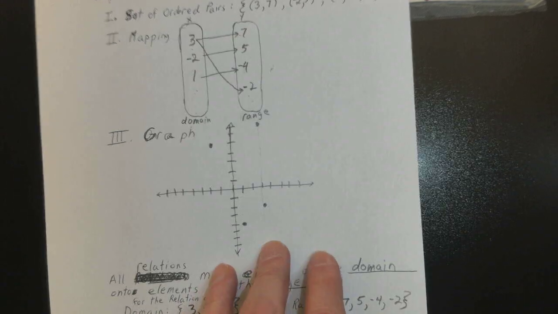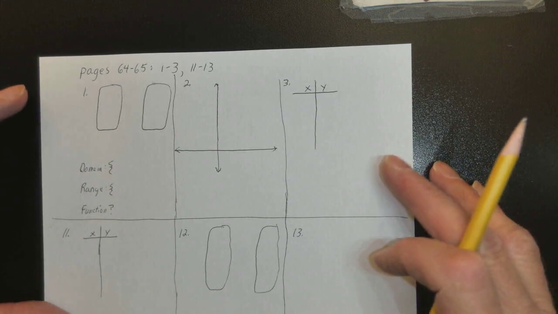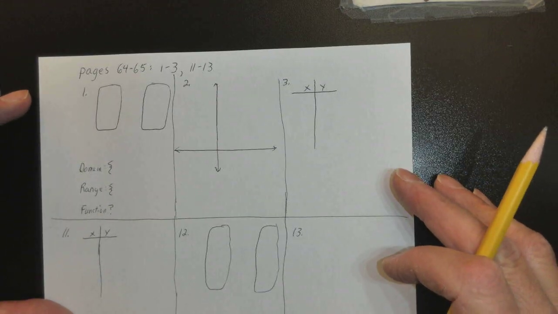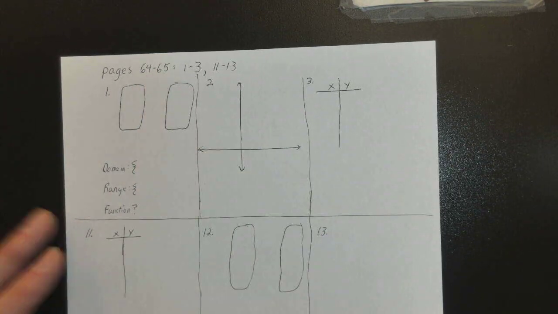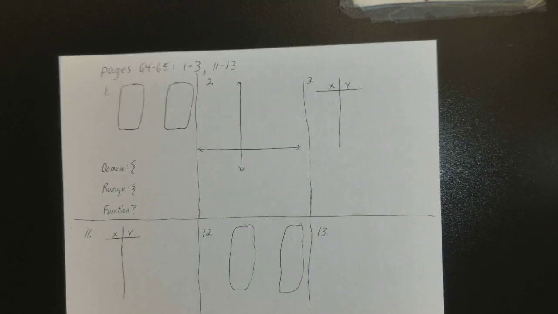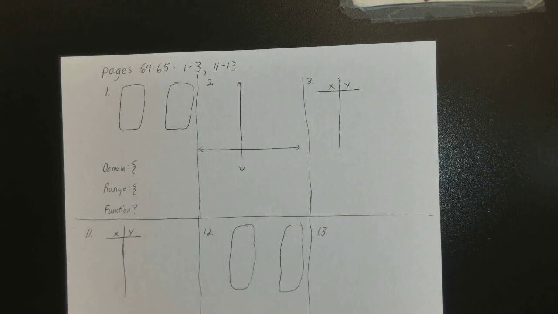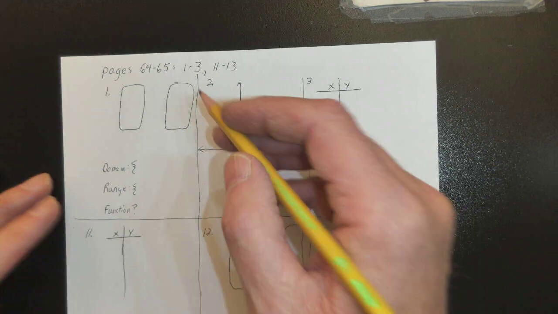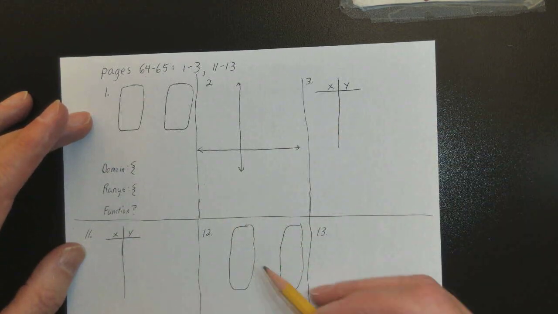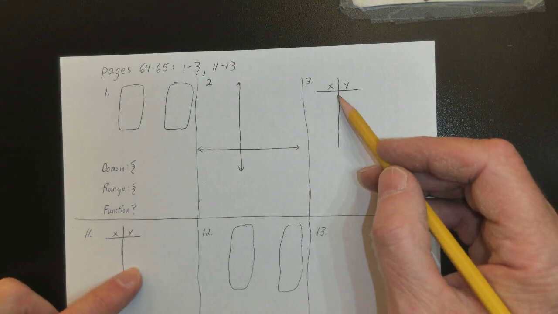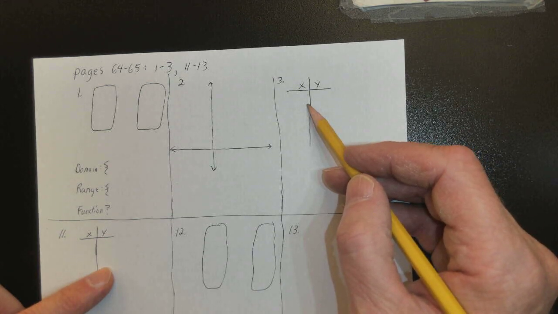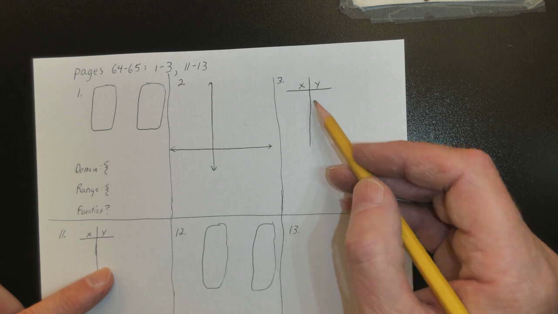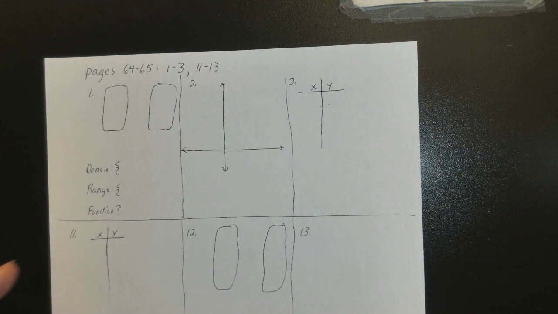All right. Then let's turn this over. I kind of set things up a little bit for you. I'm on pages 64 and 65. And 1, 2, and 3, and then 11, 12, and 13. So there's another way I didn't talk about, which is a table. You can look at a relation or function in a table. All right, so everybody open your books to page 64.